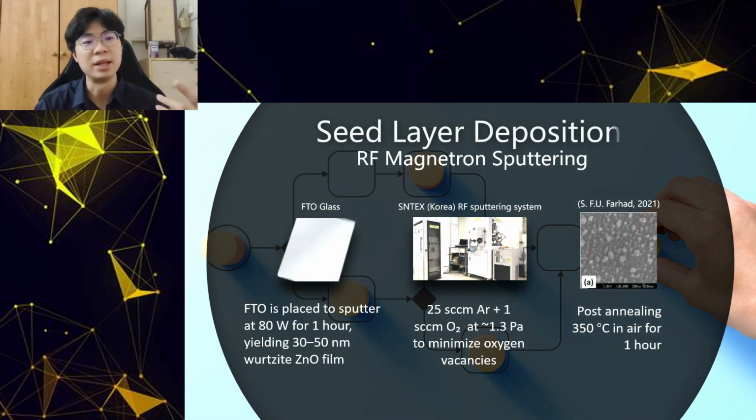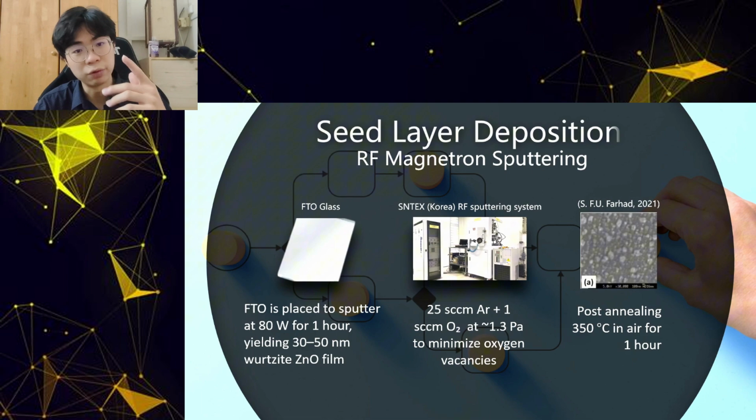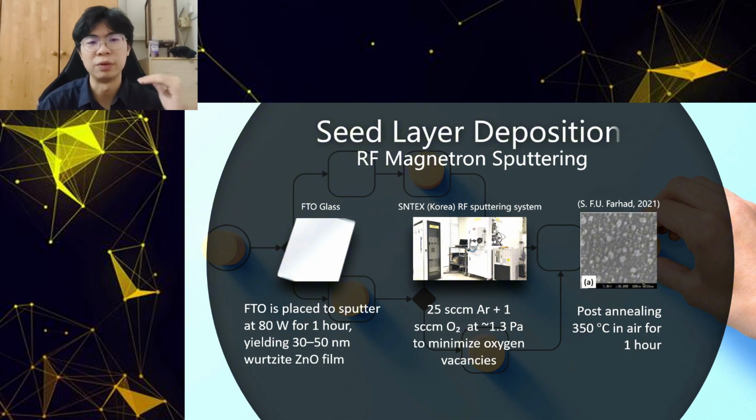In depositing the seed layer, radio frequency magnetron sputtering will be used. Firstly, zinc oxide will be sputtered onto fluorine tin oxide at 80 watts for 1 hour to form a 30 to 50 nanometer zinc oxide film, and the gas flow will be controlled at around 25 standard cubic centimeter per minute for argon and 1 SCCM for oxygen, and around 1.3 Pascal of pressure will be used to minimize the oxygen vacancy.